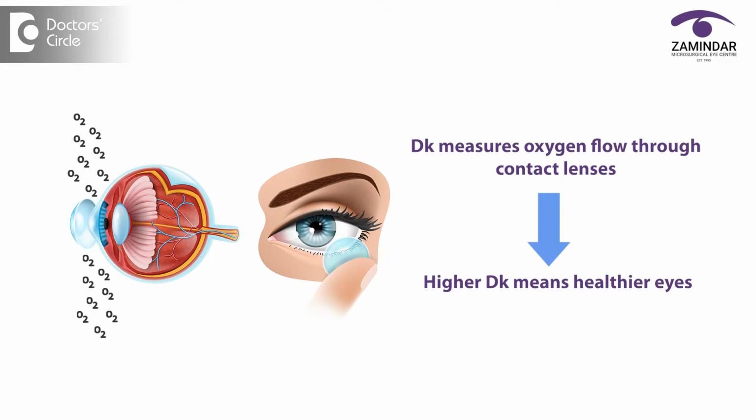Then based on the material that they are made up of, we have hydrogel materials and silicone polymers. The difference is they have a higher Dk value, that is diffusion coefficient, that is they permit more oxygen to the cornea, and these higher Dk values can have an extended wear also.